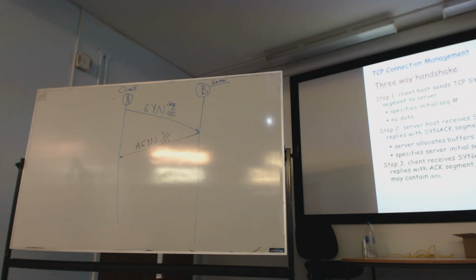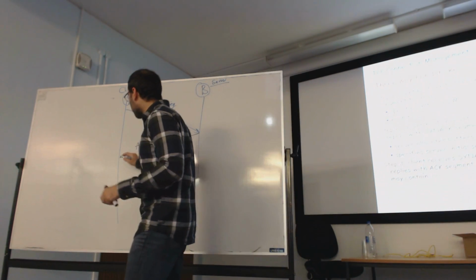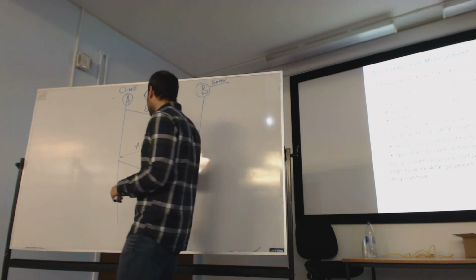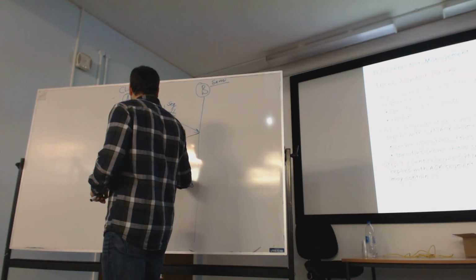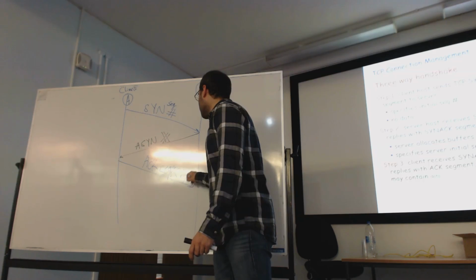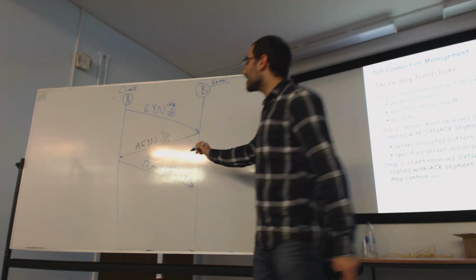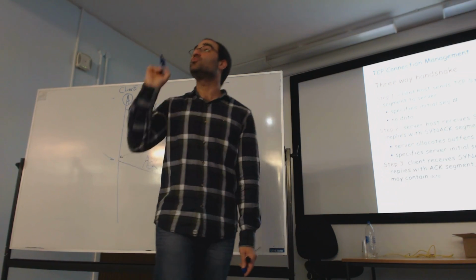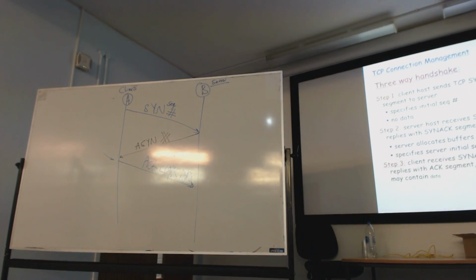The third step is that the client, after receiving that synchronization acknowledgement with the server sequence number, replies with an acknowledgement segment to that acknowledgement, which may contain data or not, depending. He might reply again, saying yes, I acknowledge receiving your sequence number. And that's it. He might send data, and he might not. That's an option. The question is, why is this required? Not just required, why is this essential? Why don't I just stop at the second step?